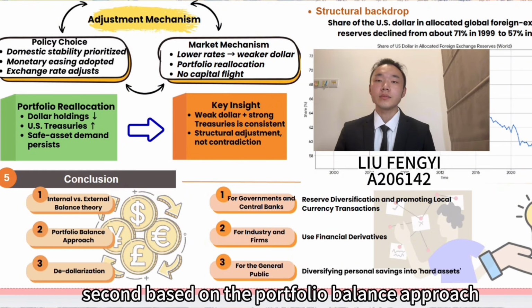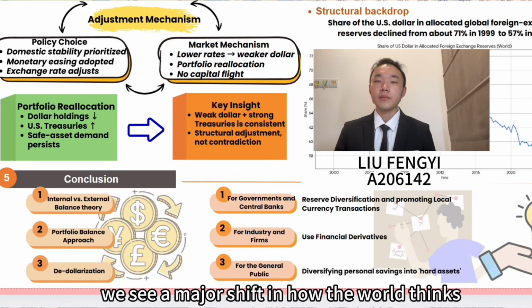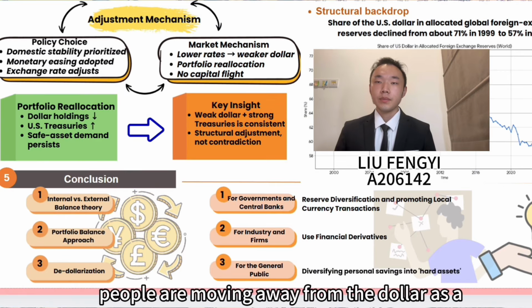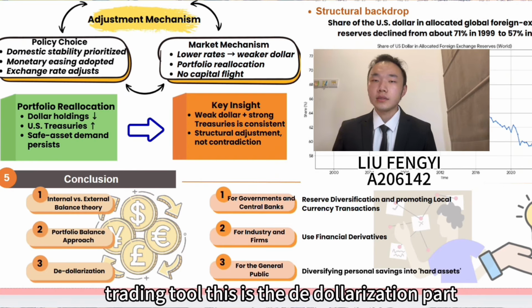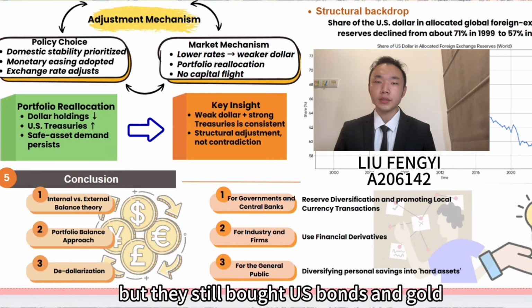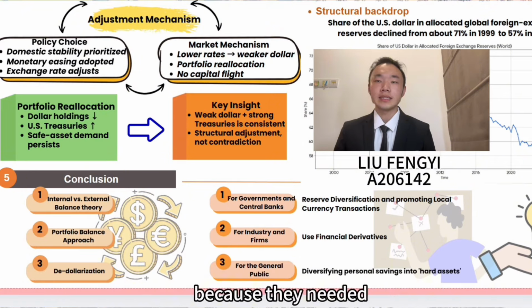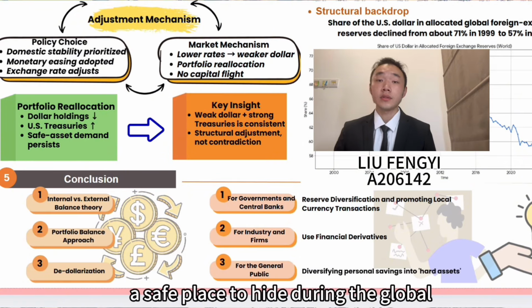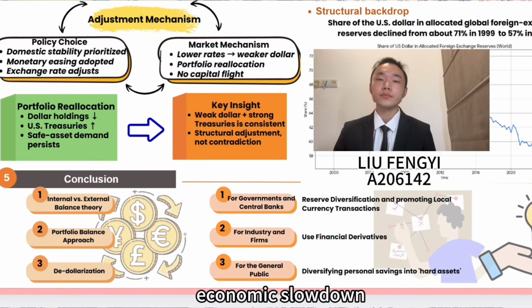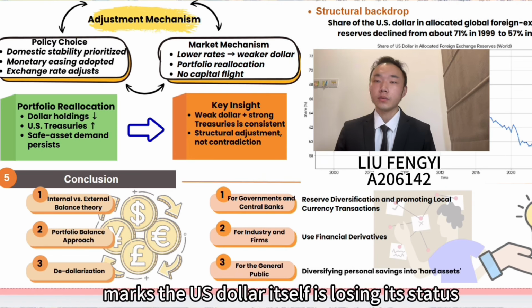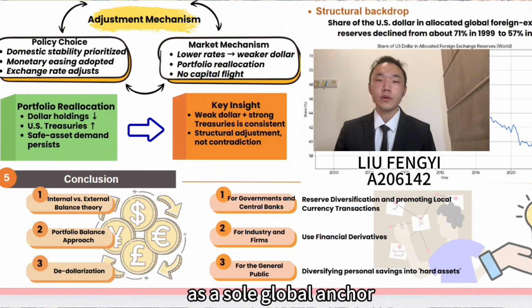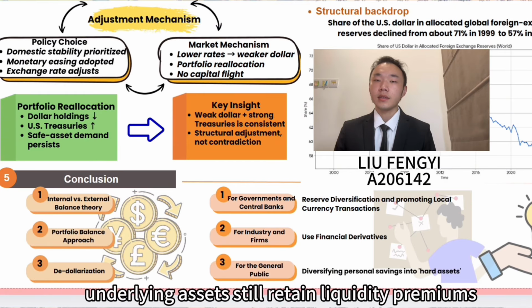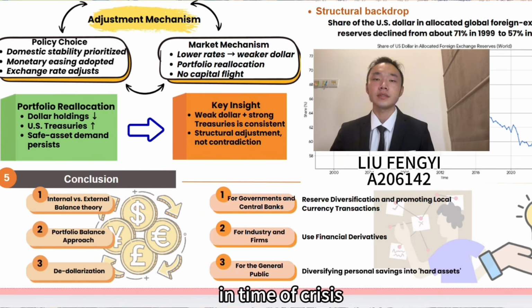Second, based on the portfolio balance approach, we see a major shift in how the world thinks. People are moving away from the dollar as a trading tool. This is the de-dollarization part, but they still bought US bonds and gold because they needed a safe place to hide during the global economic slowdown. In short, 2025 marks that the US dollar itself is losing its status as a sole global anchor, while its underlying assets still return liquidity premiums in times of crisis.